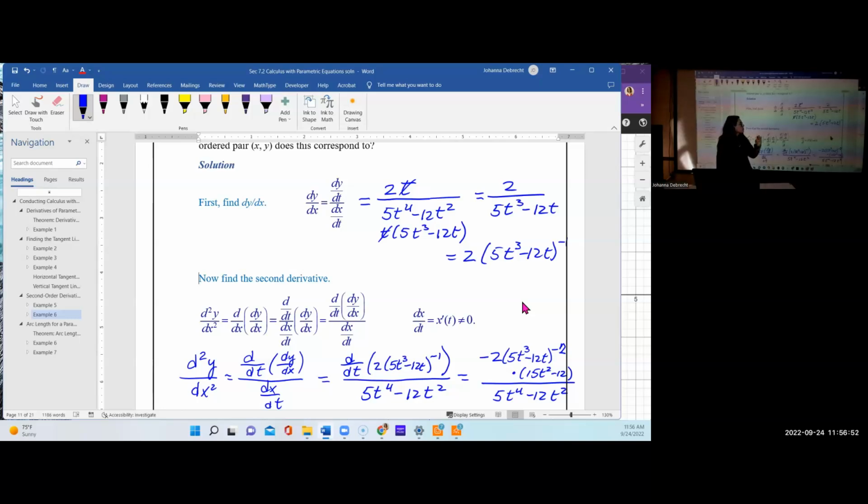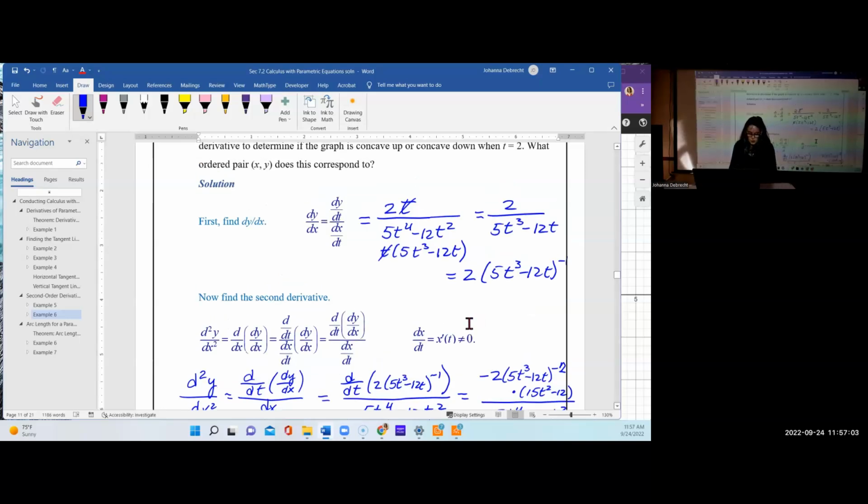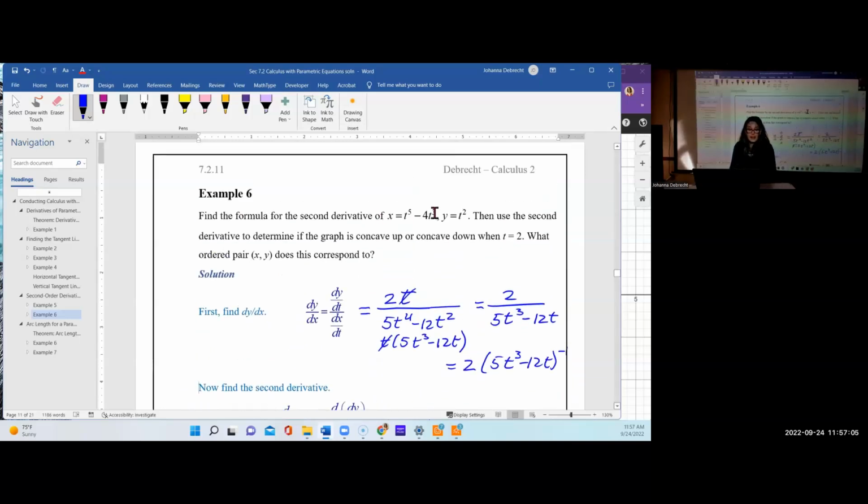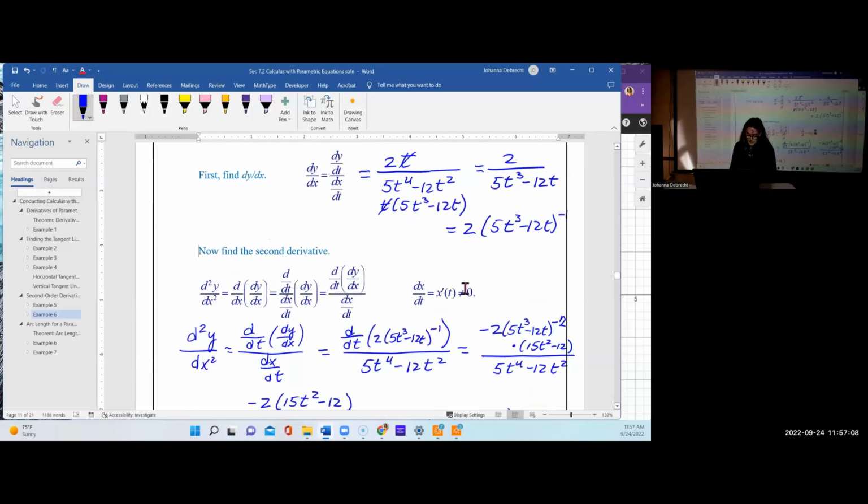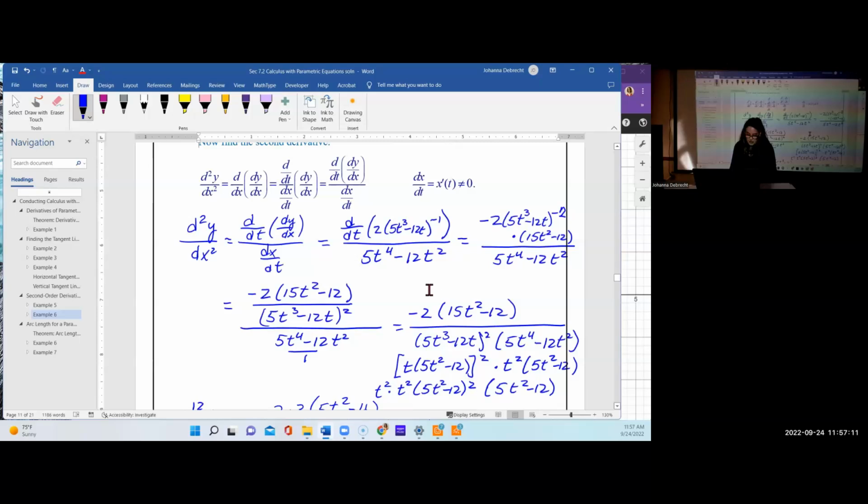Be sure when you divide by dx/dt that you don't use the reduced form. That's not dx/dt. dx/dt is actually the 5t to the 4th minus 12t squared. You can always go directly back to the expression of x of t to find dx/dt. So this is my dx/dt. When I took the derivative of this using the chain rule, I got a negative in front, multiplied by the 2 that raised it to the -2 power. Then you have to take the derivative of the inside, which is 15t squared minus 12, and then all divided by dx/dt.